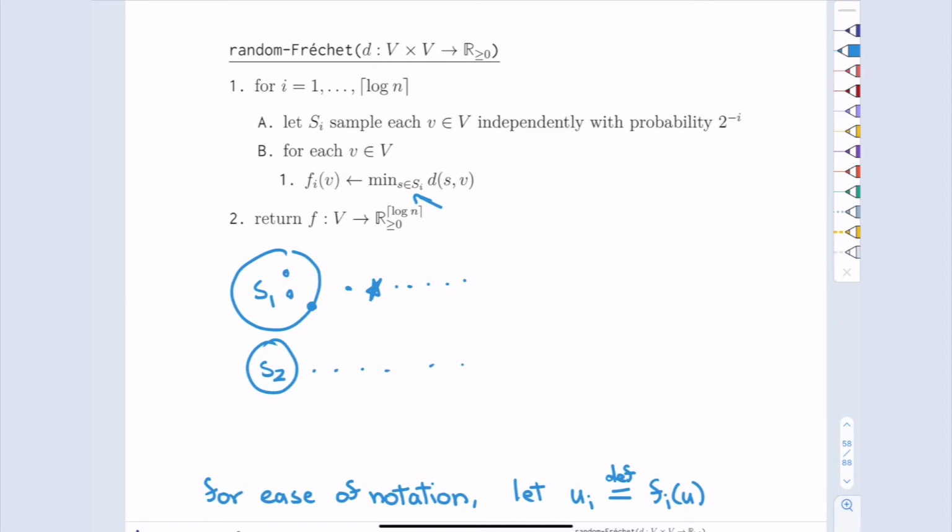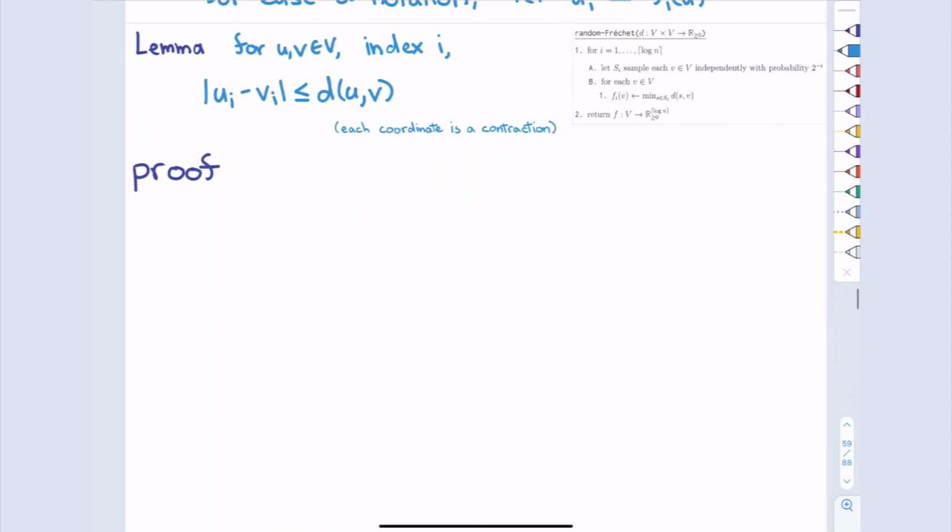Okay, so for ease of notation, instead of writing f sub i of u, I'm just going to write u sub i, where f is fixed. f is random. We've got 10 minutes, see what we can do. I want to show that the distances I get are less than or equal to something, and greater than or equal to something. So here's the less than or equal side. For each particular coordinate i, the embedded distance, u_i minus v_i, is at most the original distance. Why?